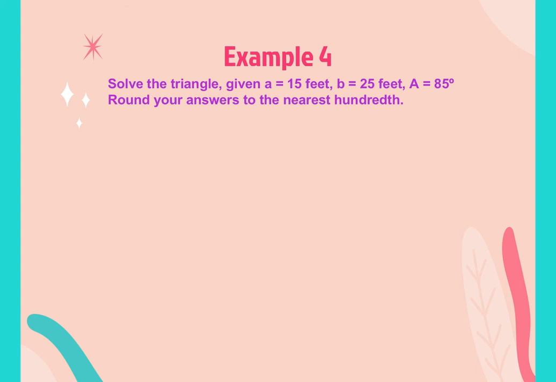It doesn't matter. You're going to have to finish them anyway. Just don't forget. All right, so this one, given A is 15 feet, B is 25 feet, and angle A is 85 degrees. So I'm given 2 sides and the non-included angle, which means I'm going to remind myself that it's possible to have the ambiguous case.